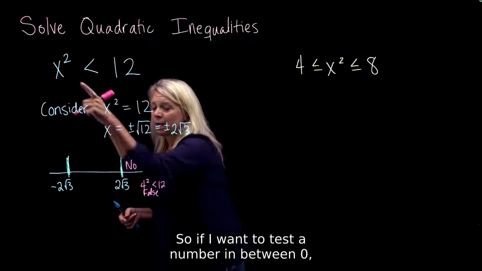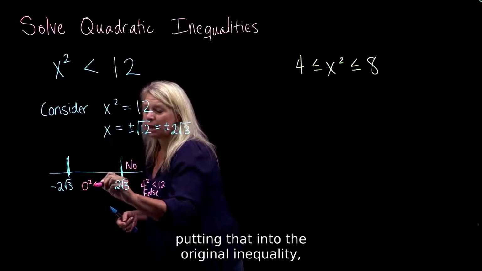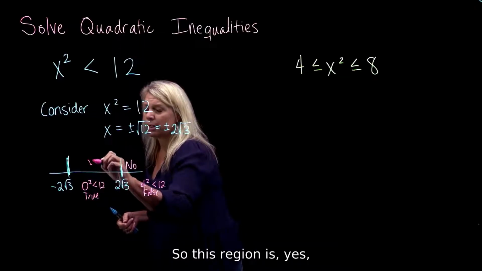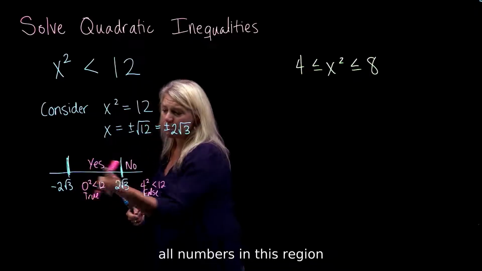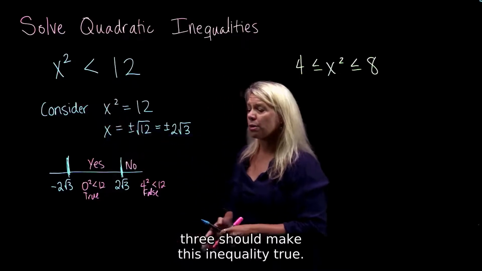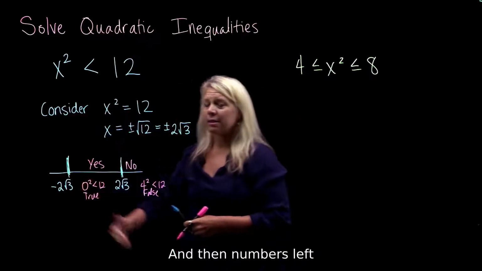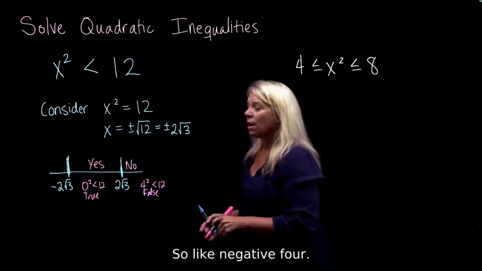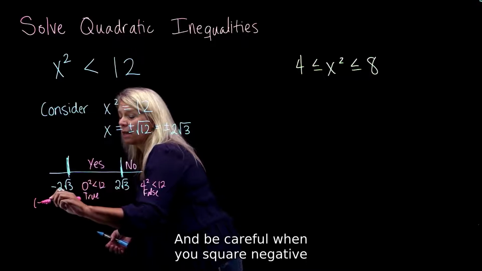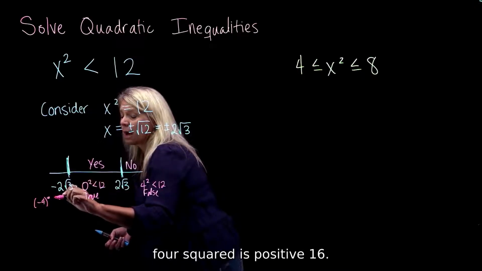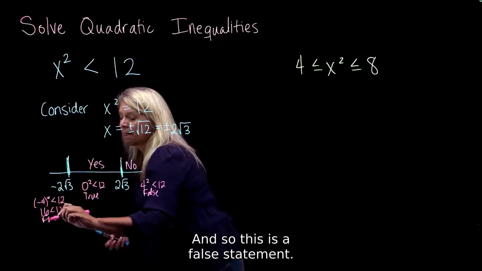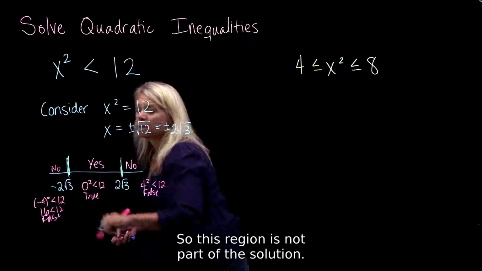So if I want to test a number in between, like 0, putting that into the original inequality, that does work, that's true. So this region is yes. All numbers in this region between negative 2 square root of 3 and positive 2 square root of 3 should make this inequality true. And then numbers left of negative 2 square root of 3, so like negative 4, and be careful when you square, so negative 4 squared is positive 16, and so this is a false statement. So this region is not part of the solution.